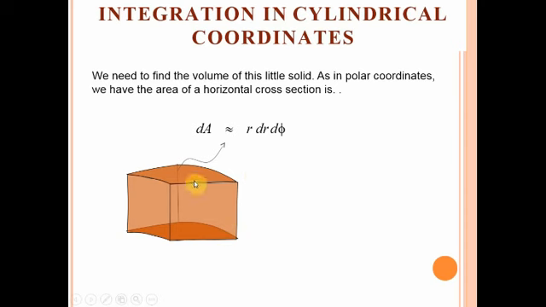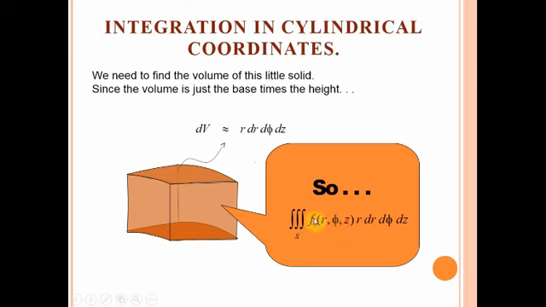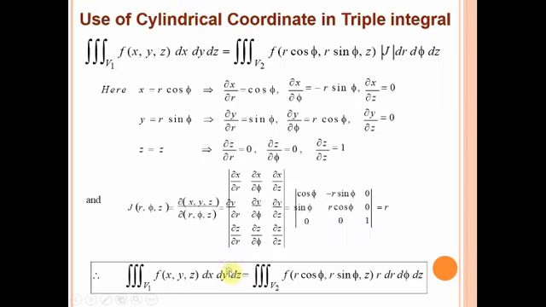So we can have surfaces where the inner surface and the outer surface are curves, and the small volume of this little solid will be r dr d phi dz. So we can multiply this. If we integrate over the complete volume, it will be the triple integration of f(r, phi, z) r dr d phi dz. This way we can find the value.